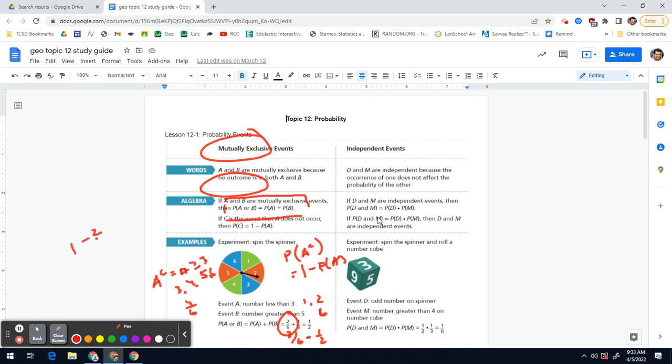So the probability of A was 2 out of 6. So if you do 1 minus 2 out of 6, that will give you 4 out of 6, because 1 is 6 out of 6. 6 out of 6 minus 2 out of 6 is 4 out of 6. So you can do 1 minus the probability to get the not. That's called the complement, okay? Again, does not occur. The other thing we want to talk about is non-mutually exclusive.